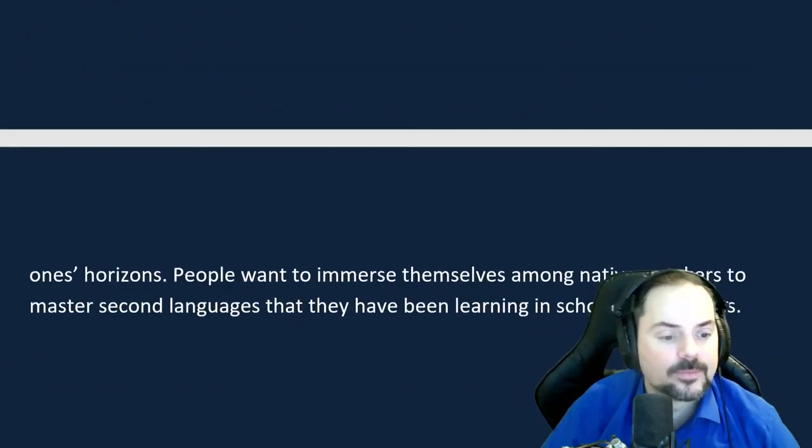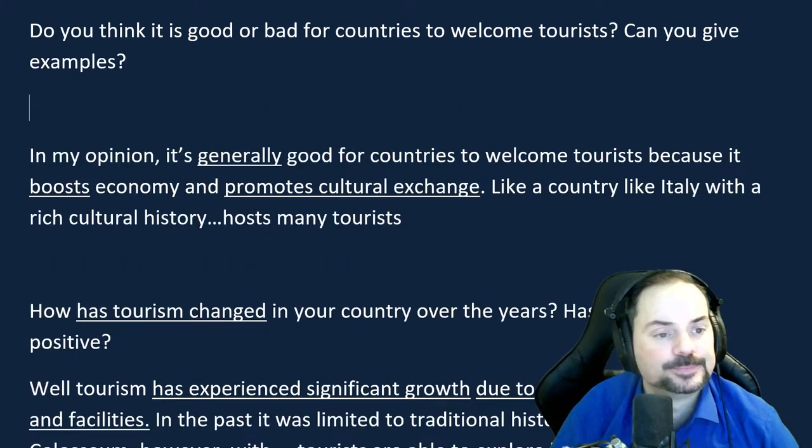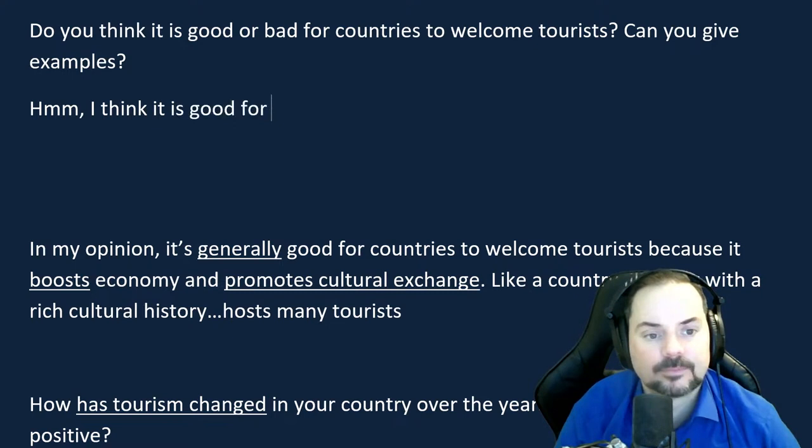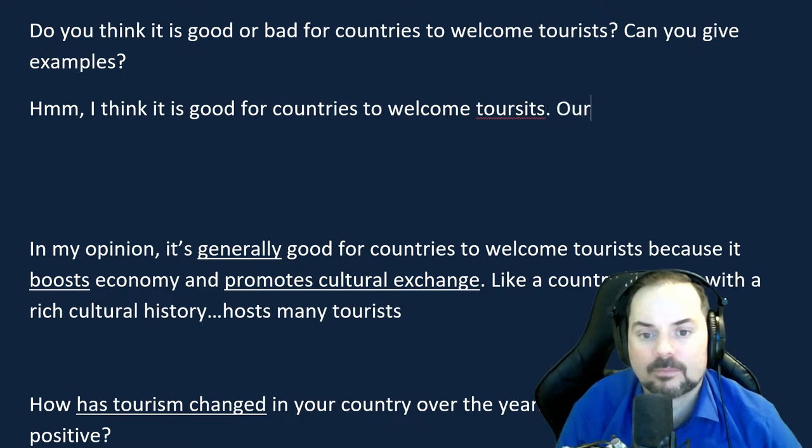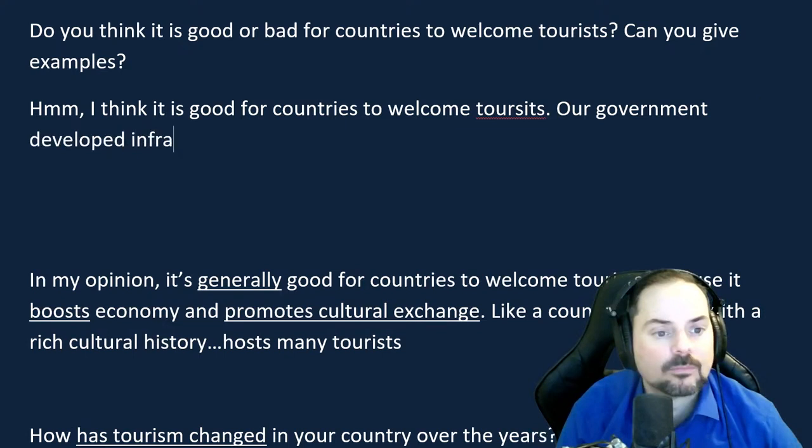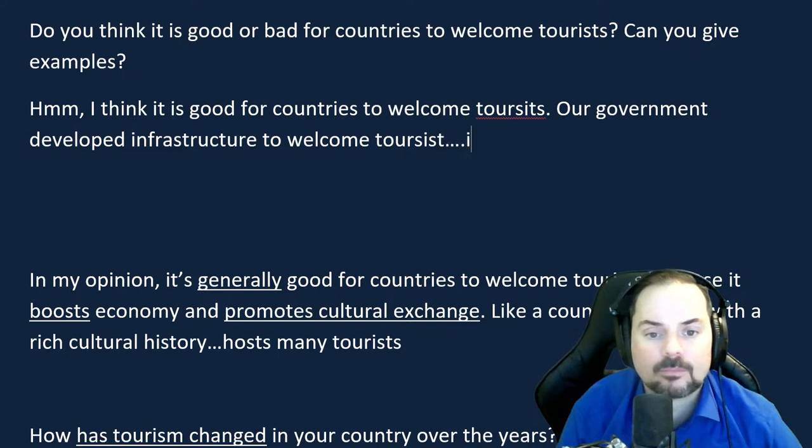Do you think it is good or bad for countries to welcome tourists? I think it is good for countries to welcome tourists. Our government developed the infrastructure in tourism to welcome tourists from all over the world and can boost a sense of cultural exchange between foreigners and citizens. It also raises the revenue of national economies and creates thousands of jobs.